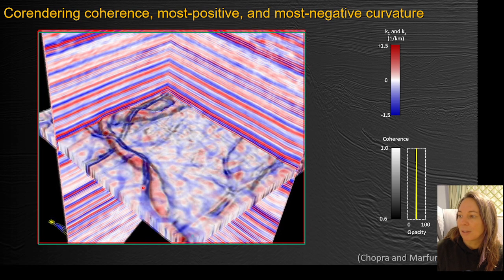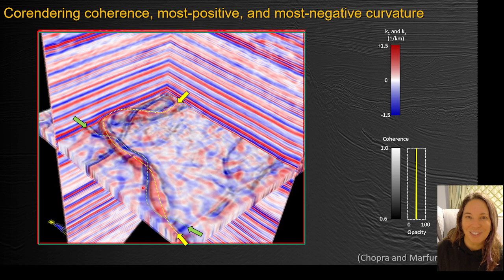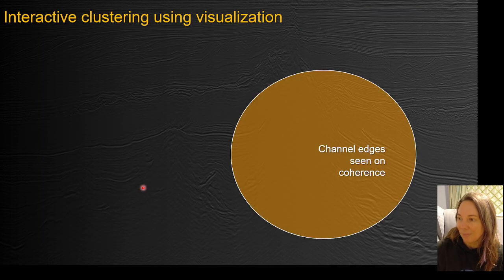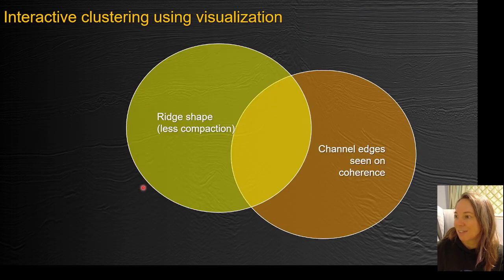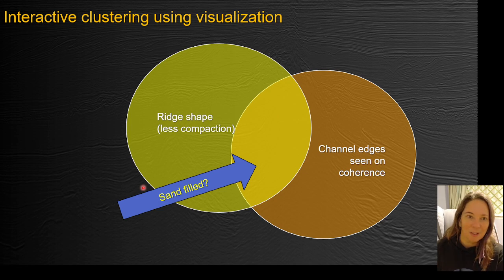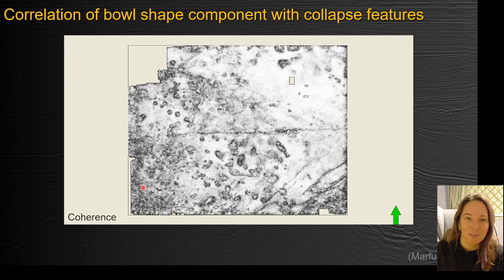And so then we can go between the two of them, pick out our channel systems, and understand which ones are perhaps more shale-filled and which ones are more sand-filled. All right, in another case, what I'm going to show you next is we're putting together attributes that give us a ridge shape, an area where we have less compaction, and then with our channel edges, understand which ones are sand-filled.